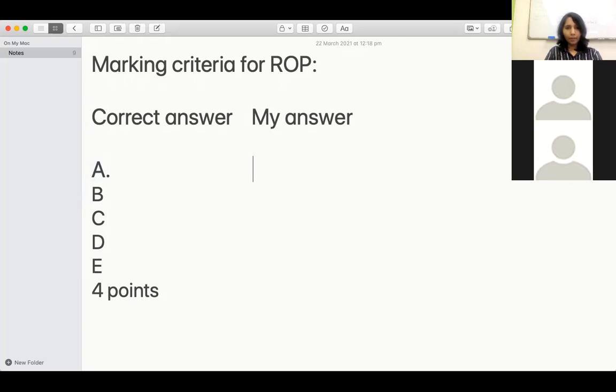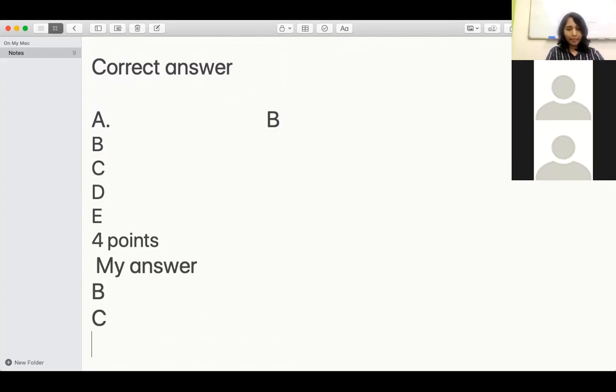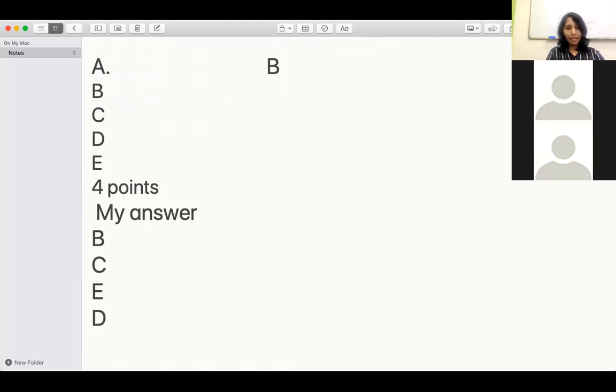Okay. So if I'm answering it like this, I'll show my answer here. If I've answered like this, if I put B, then I put C, then I put E, then I put D, and then I put A. If this is my answer to this reorder paragraph question, how am I marked? What do you think? Will B and C give me a point? Yes or no?